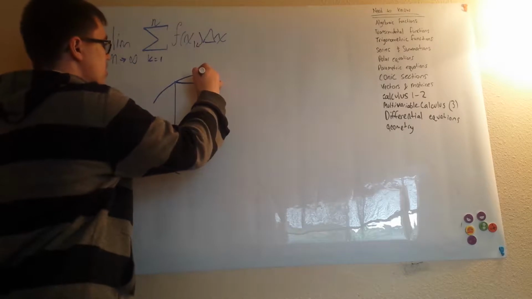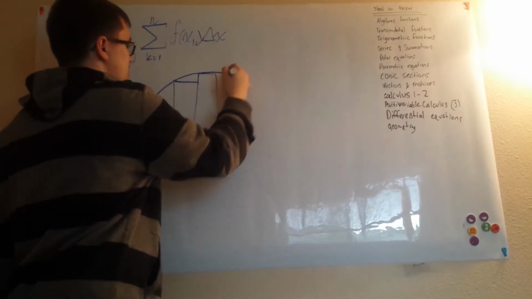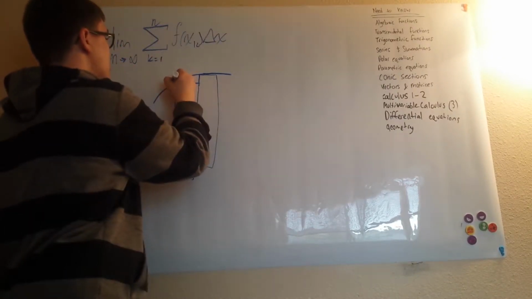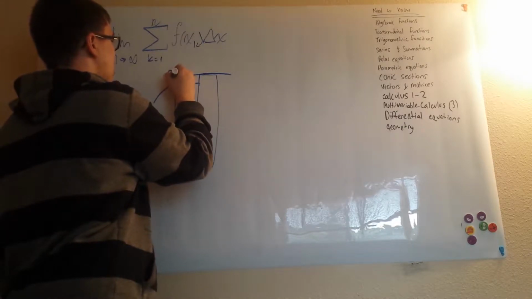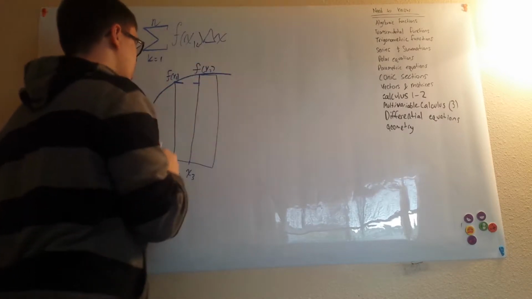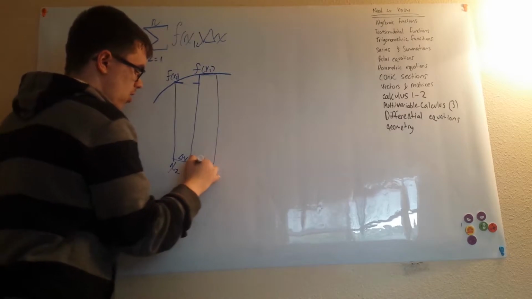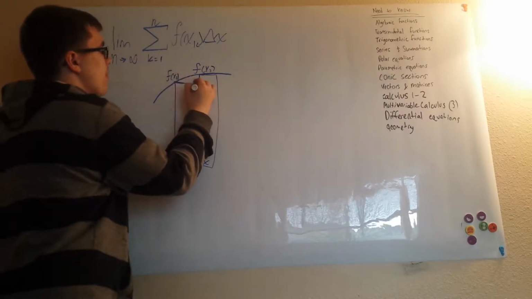See, if my next one's going to look like this, my next one's going to look like this, and that's going to be the third rectangle. This is going to be the height. This value right here is going to be the height of my second rectangle, my height of my third rectangle. And all these values here are delta x. The widths are delta x's, okay? And they're all the same.